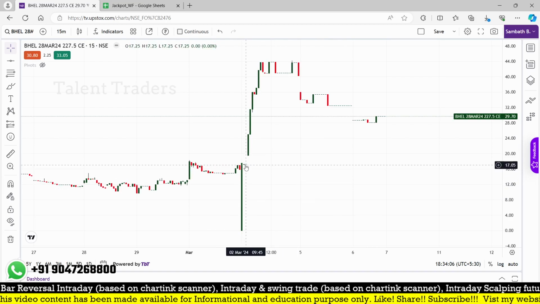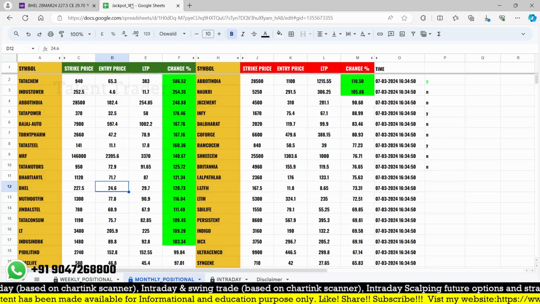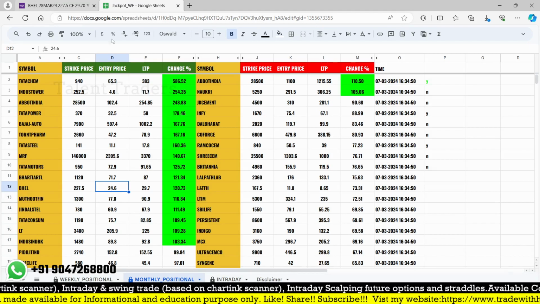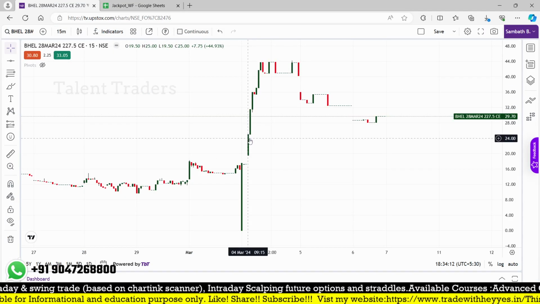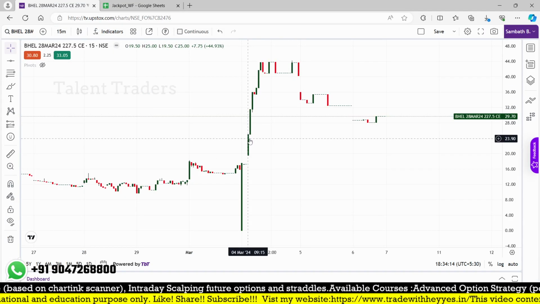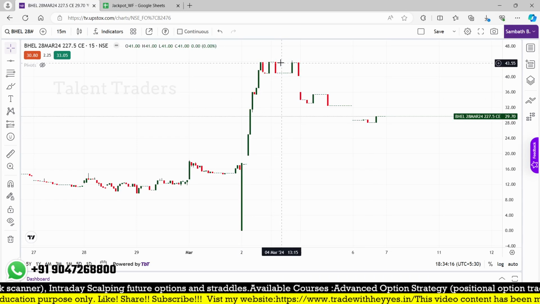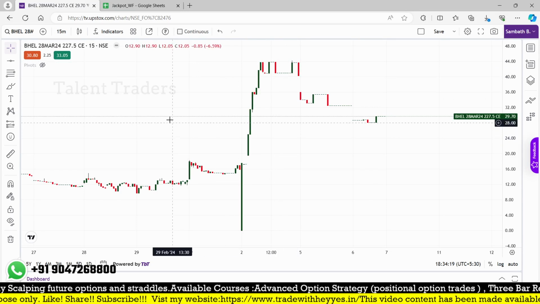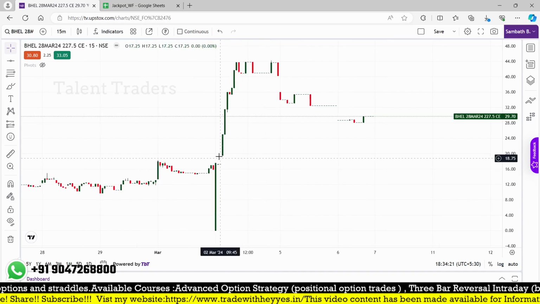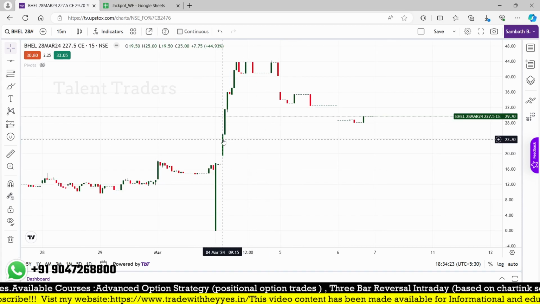Okay, so BHL 227. So where is our entry point? Also 24.6. So 24.6, which is happening on this particular candle, where it is opening itself, it triggered, and then it went up to 43. So we are not checking this because it has already triggered our entry point.